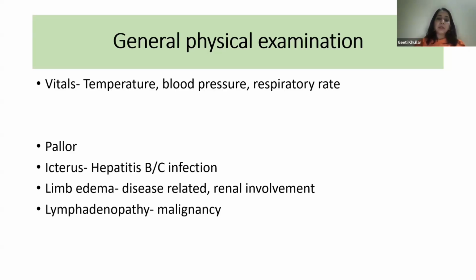Limb edema, there can be pedal edema. It could be either because of renal involvement in systemic vasculitis, or it could be disease related also, because of the inflammation that is occurring in the blood vessels. There could be local pedal edema. Lymphadenopathy in a patient with vasculitis would again point towards some serious process going on, maybe a malignancy, which can be a paraneoplastic manifestation in vasculitis.